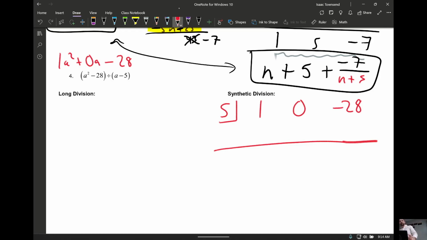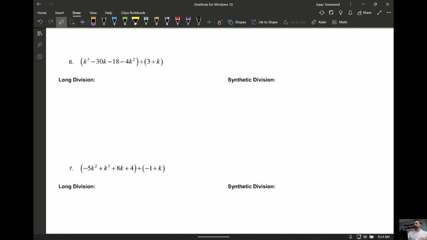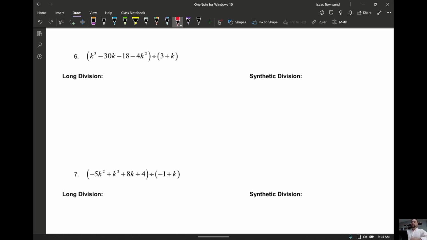Okay, one more tip on the next page is on a question like 6 and 7. Just for your own sanity, instead of dividing by 3 plus k, divide by k plus 3, or k minus 1. Like, you want it to look consistent. So it's not that it's not possible doing it the other way, but just to make it look and feel like the other questions, just switch the order of those terms.